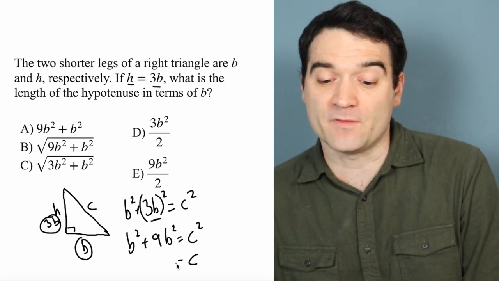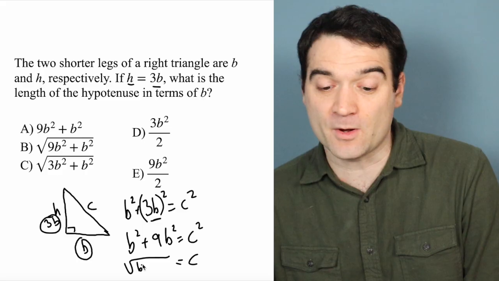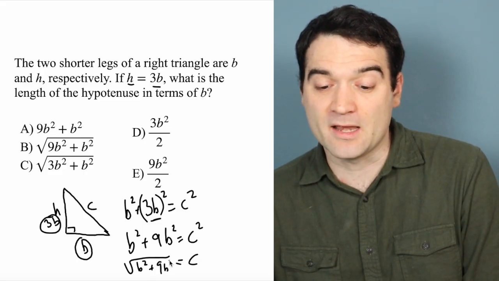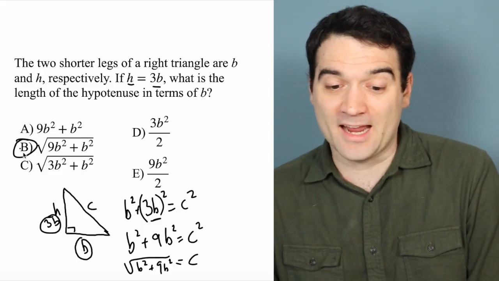And then I need to take the square root of it. Take the square root. And what do I get? I get the square root of B squared plus 9B squared, which is answer option B.